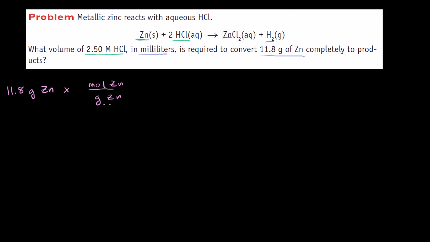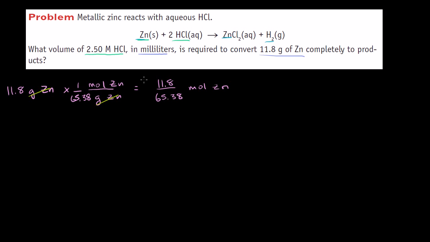And if you look it up on a periodic table, zinc has an atomic weight of 65.38. So its molar mass is 65.38. So it's 1 mole for every 65.38 grams, or it's roughly 1/65th of a mole per gram. I'm just going to keep all the math. I'm going to save our calculator for the end. So the grams of zinc cancels out with the grams of zinc, and we're left with 11.8 divided by 65.38 moles of zinc.